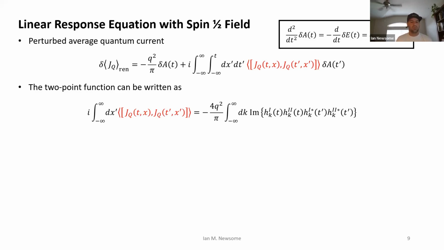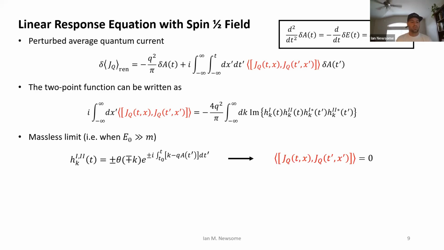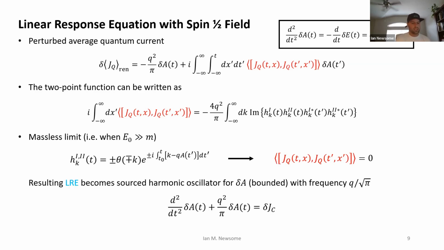Recall these are the time-dependent mode functions coming from the specific representation of the Dirac field that I'm using. So it's useful to explore the massless limit in which the electric field is much, much larger than the mass of the spin 1/2 particles. In this case, the H1 and H2 mode functions can be expressed analytically as modified plane waves, which will ultimately cause the two-point function to vanish. This will yield a sourced harmonic oscillator for the linear response equation solution, which will be bounded.